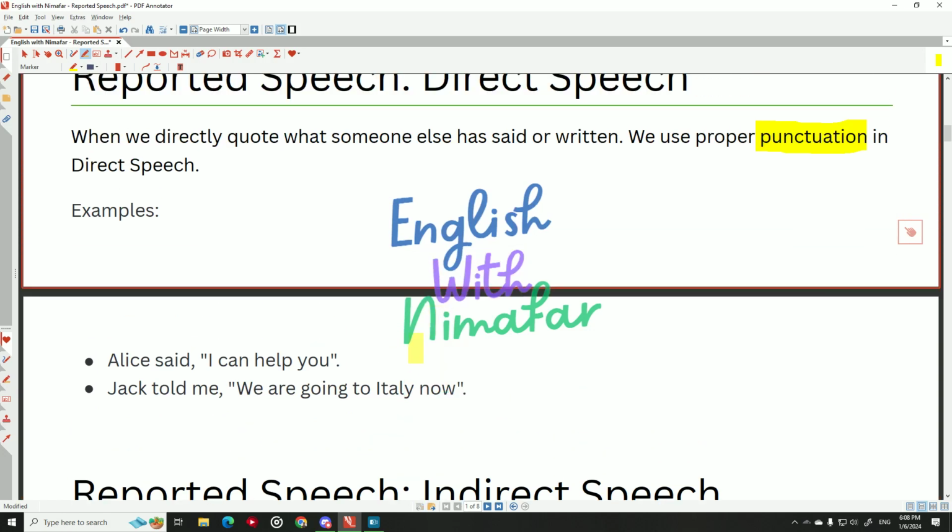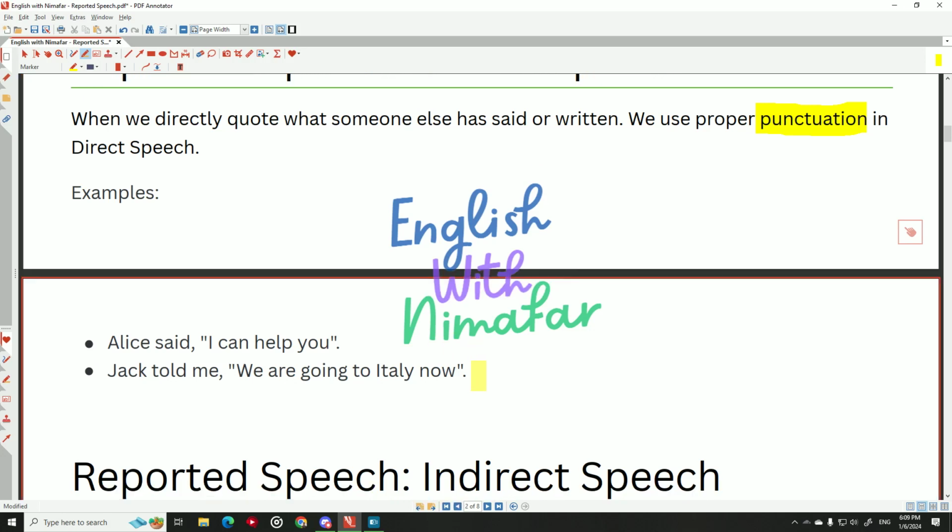Mostly you see this in books, novels, essays, sentences that are actually written. Because we cannot say in the real world, Alice said, comma, quotation; we normally don't say something like that. And if I say, Alice said, "I can help you," because I'm saying I, maybe you're confused. You're saying I, what about Alice? You're talking about yourself. Because of that, we make some changes to our sentences.